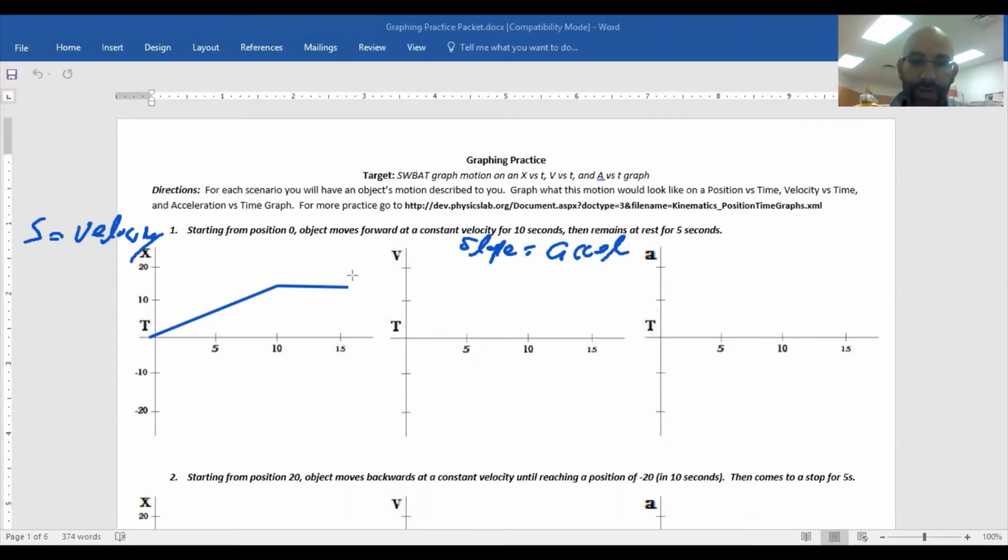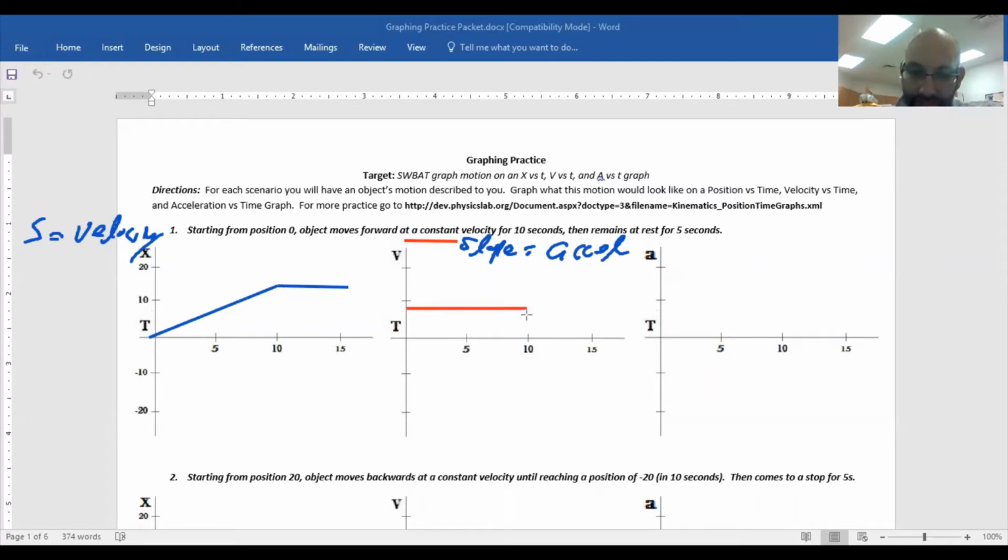All right, so now we're going to do this same graph, but now we're looking at it in terms of acceleration. So we are starting from position 0. That has no bearing on this velocity graph. But what we do know is that we're moving forward, right, with a constant velocity. If our velocity is constant, we aren't accelerating. So we're just going to have some velocity for 10 seconds.